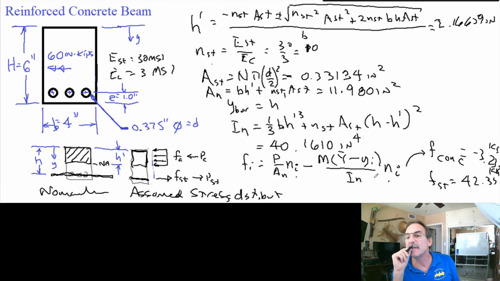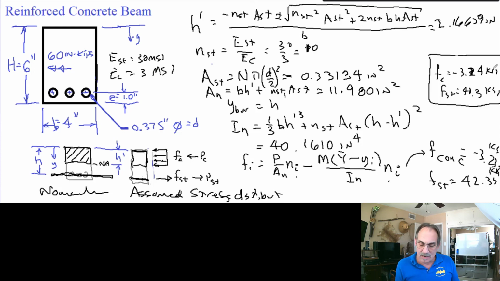This is how you calculate it, and if we were solving our problem, we would then box our answers. Minus 3.24 KSI in the concrete, and the steel will be 40.3 KSI. And that would be how we get our stresses. That is how you analyze a reinforced concrete section. It's pretty straightforward. This process will work.